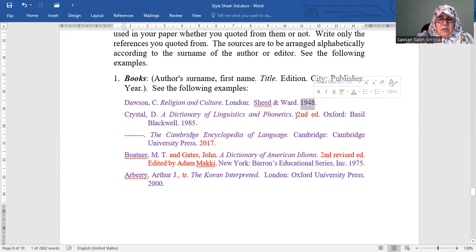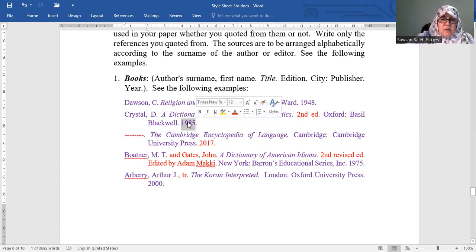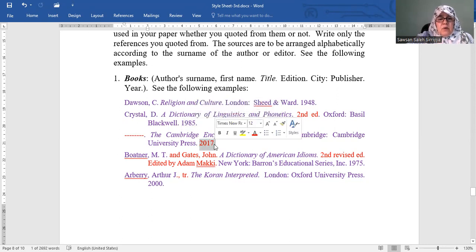If it is a second edition, you see, I write it here. Notice, I quote from two books from the same author, who is Crystal. In this case, you don't need to repeat Crystal D. Just use a number of dots or a number of dashes, then the other book. And when you arrange them according to date, the first, okay, and then the most modern one.